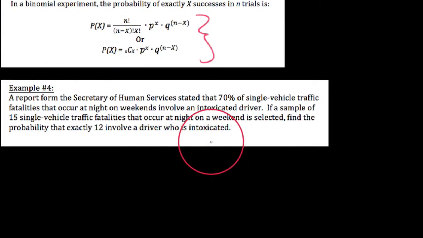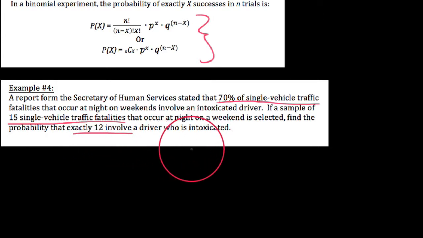To talk about the difference between the two approaches, let's take a look at this example. A report from the Secretary of Health and Human Services stated that 70% of single vehicle traffic fatalities that occur at night on weekends involve intoxicated drivers. Wow. If a sample of 15 single vehicle traffic fatalities that occur at night on a weekend is selected, find the probability that exactly 12 involve a driver who's intoxicated.